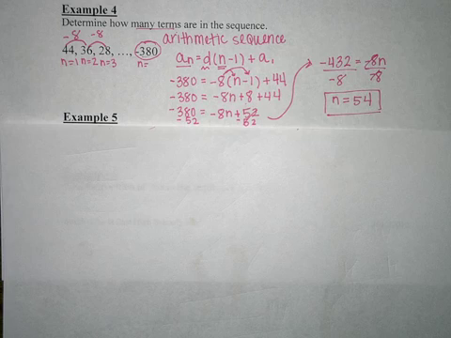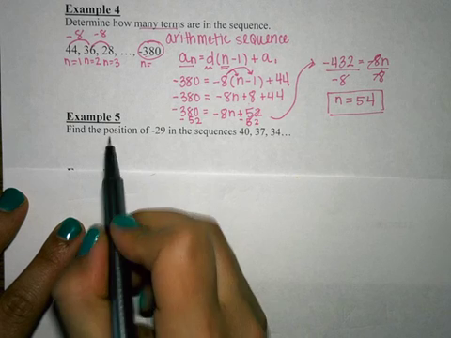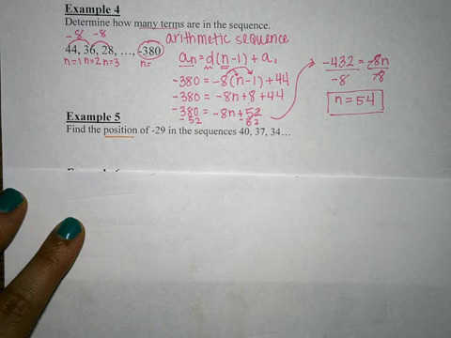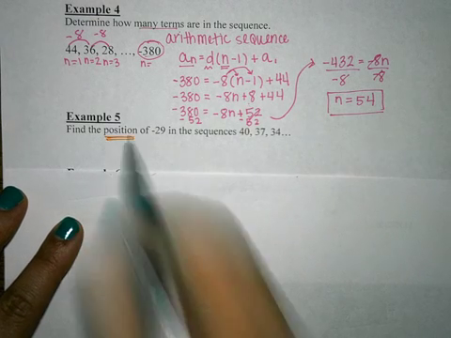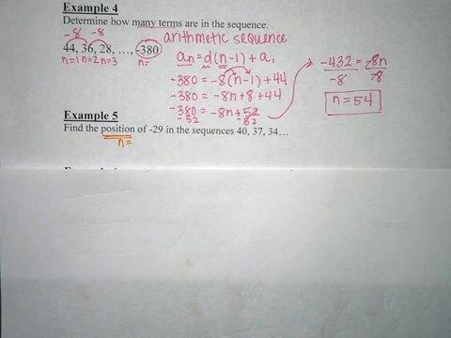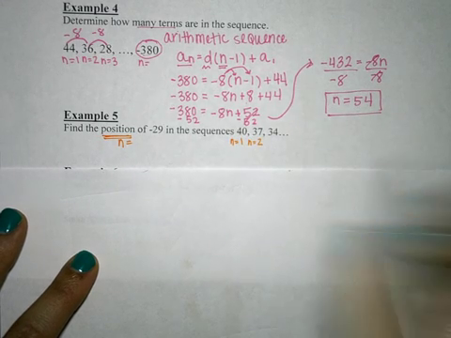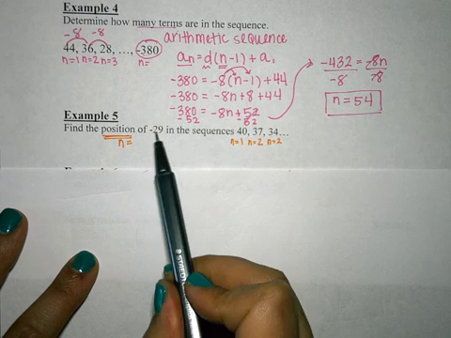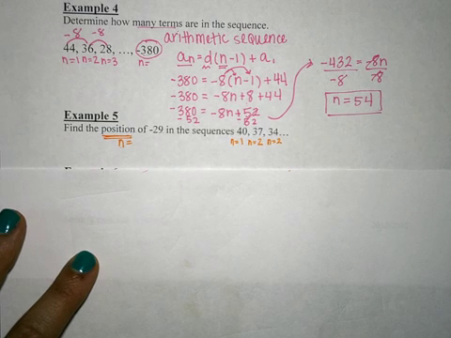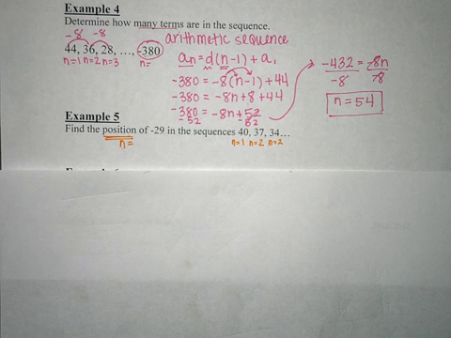So let's look at this worded in a different way. Example 5 wants to find the position of negative 29 in the sequence 40, 37, 34, and so on and so on. When it says the position, that's the same as saying find n equals. So what number term is this? 40 is when n equals 1, 37 is when n equals 2, 34 is when n equals 3. So when do I hit negative 29? What n gives me negative 29? So first we have to determine if this sequence is arithmetic or geometric. So take a look at it and see if you guys can decide.